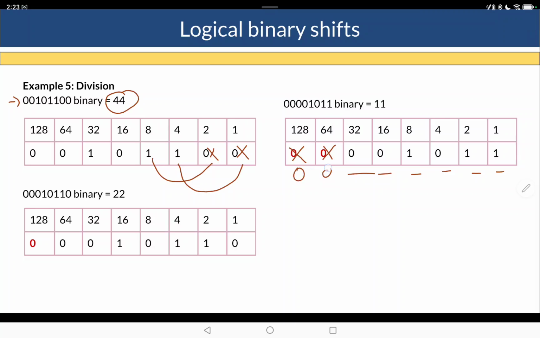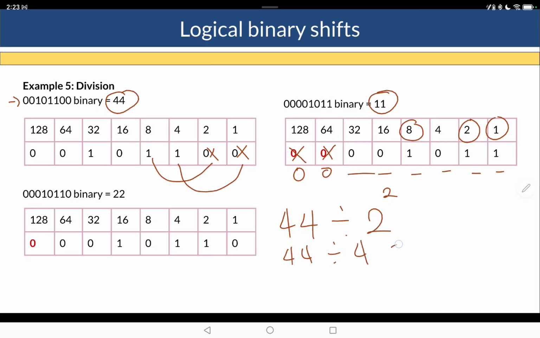So we replace that with 0. Now to check our answer, we have 8, 2, and 1, which gives us 11. Mathematically, how do we check that? We write the denary value divided by 2 raised to the power we shifted. We shifted 2 times. So 44 divided by 4, our answer will be 11.